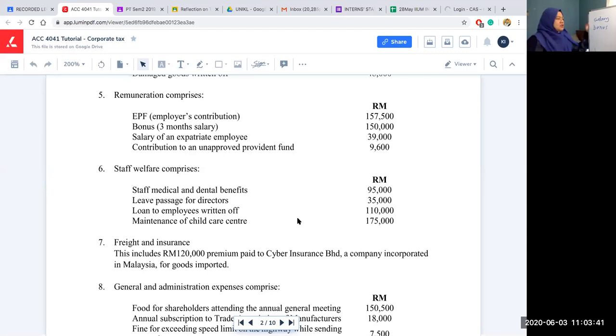All right. So salary and bonus. So kat sini, how much is this bonus? Bonus paid is 150,000. Right? Information is provided there. Yes, bonus and salary of an employee.